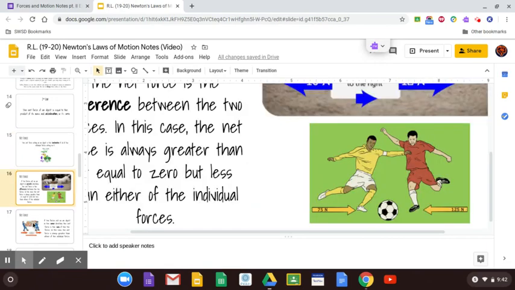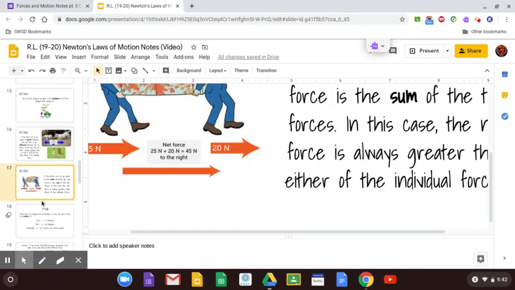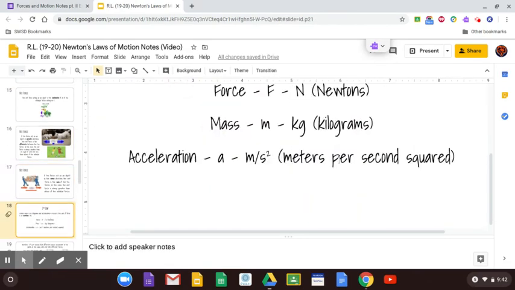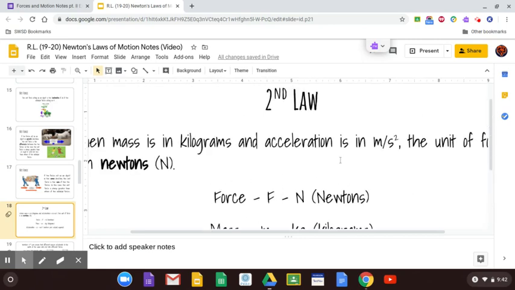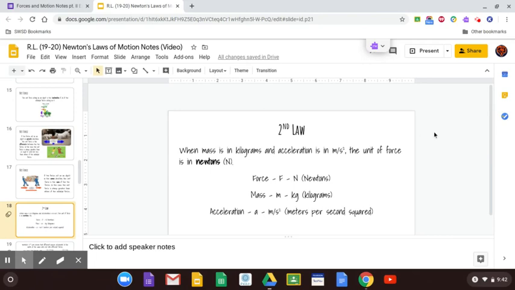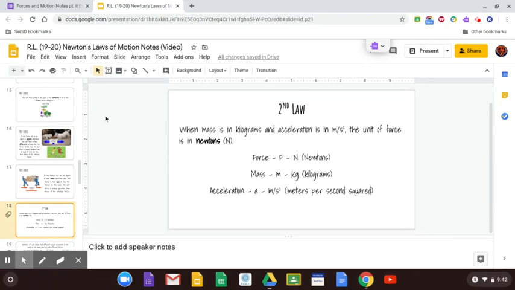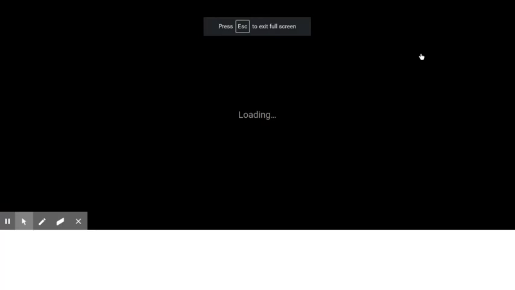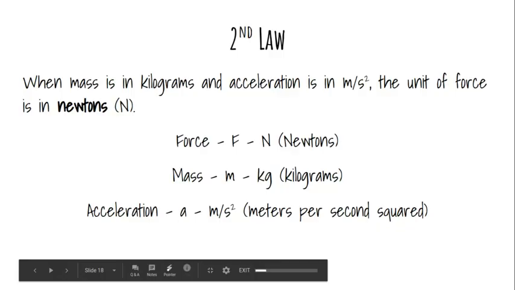But now we are going to get into the interesting stuff, which is Newton's second law. And actually, it may be easier to type it because I'm not the best at drawing with my mouse. But for Newton's second law, this is where we're going to be doing the math, okay? Again, the law states that force is equal to mass times acceleration.